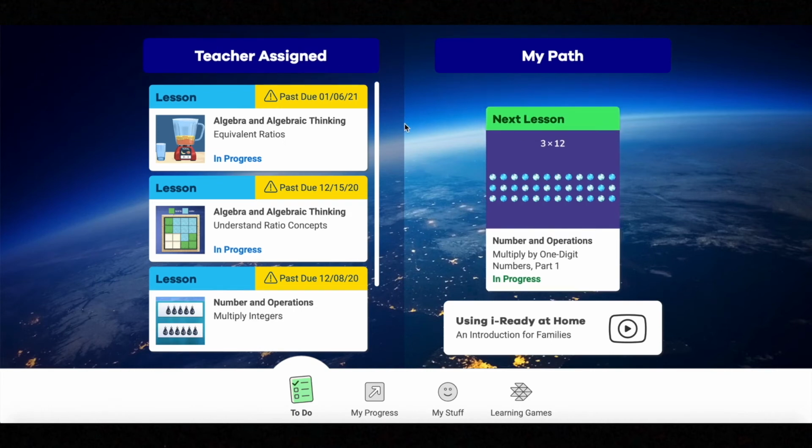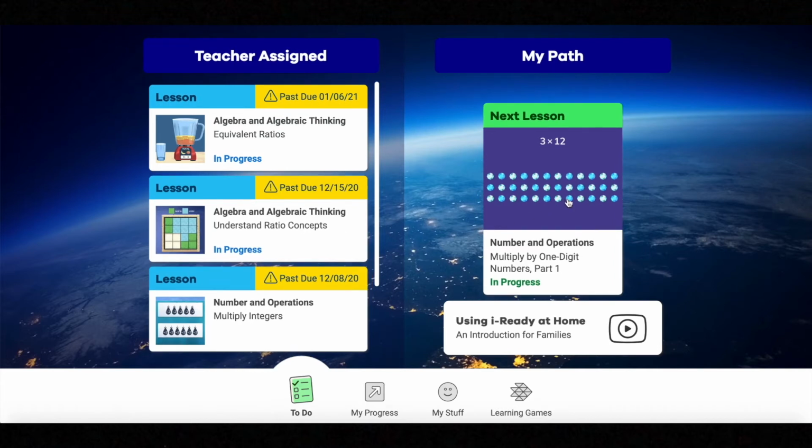What you see that comes up on this page is the teacher assigned. These are assignments that the teachers felt go along with the grade level that the student needs to do, okay? It lets you know whether a student is past due and they need to get them done. But it will also be here with regular due dates. Also, on the other side, you see the student's My Path.